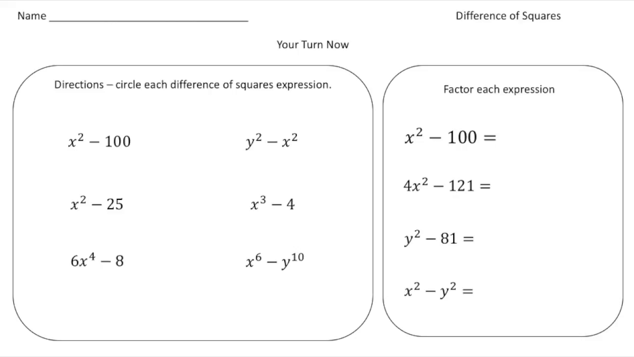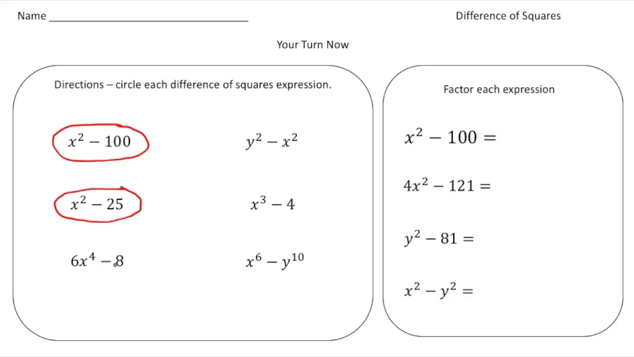Hey everybody, welcome back. Let's see how you did with the practice problems, okay? So in the first box, you had to circle each difference of squares expression. So x squared minus 100. Well, I know x squared is a square number because x times x is x squared, and 100 is a square number because 10 times 10 is 100. So this is absolutely a difference of squares. Here we also have a difference of squares because x squared, again, x times x, and 25 is 5 times 5.